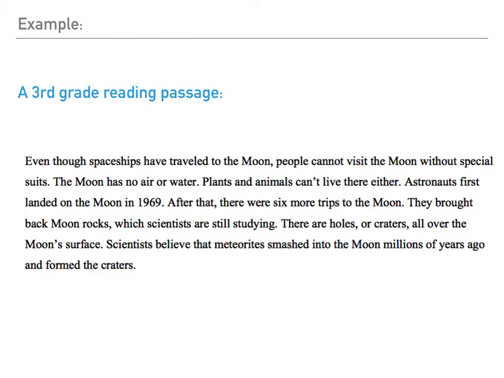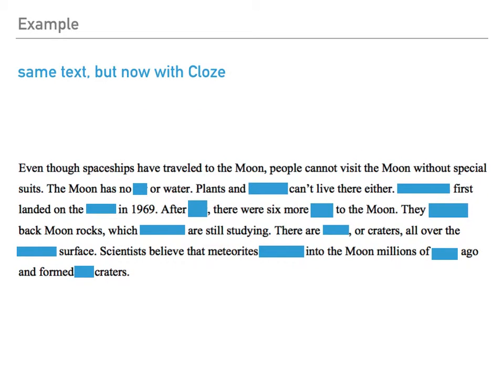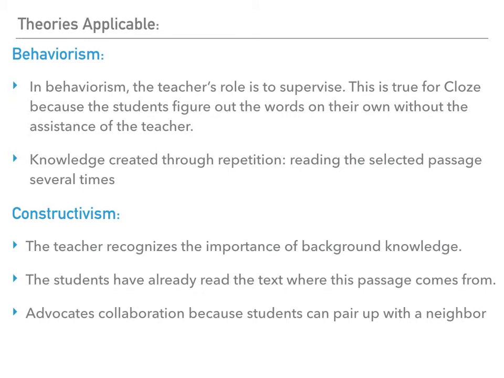Here is an example of a third grade reading passage. Keep in mind that students have already read the entire text from where this passage belongs to. Here is the same text, but now with cloze. This passage omits some key words that the students should identify, and the rest of the words were just chosen randomly. There is no pattern here for this cloze passage. The students will read this passage once, all the way through with the blanks. Then they should read it a second time to fill in the blanks.